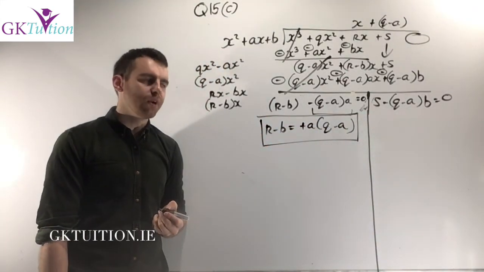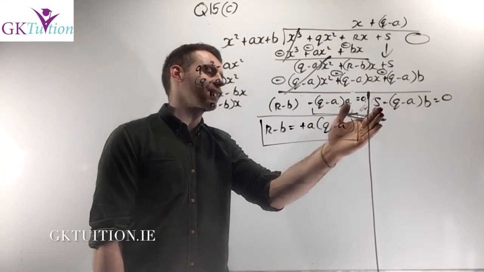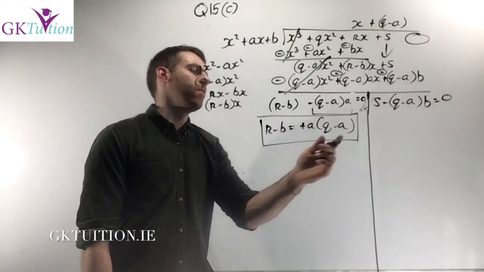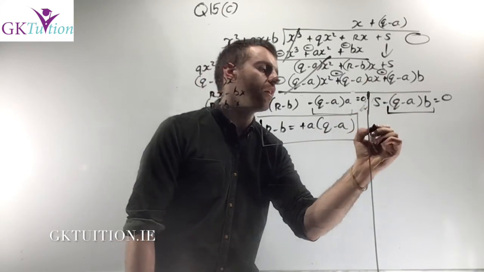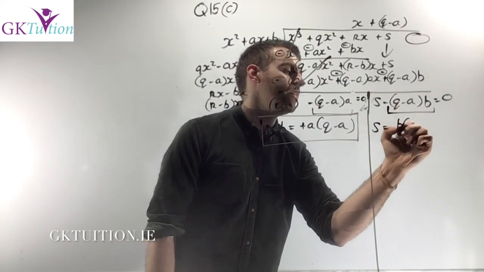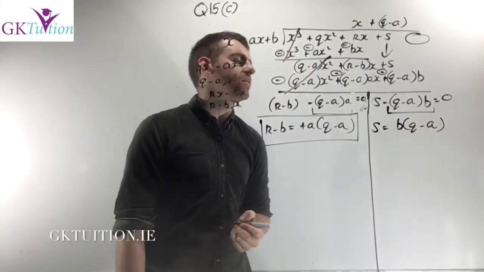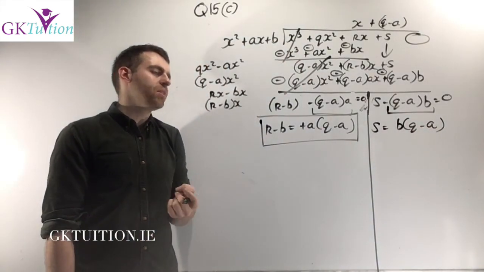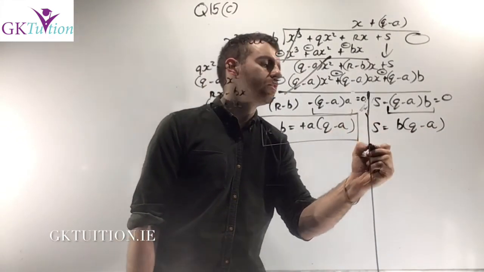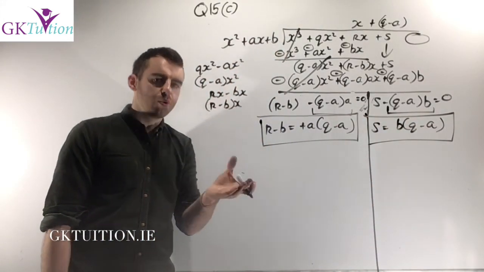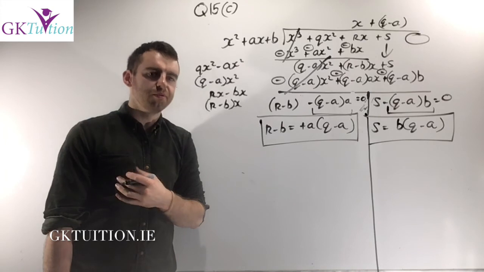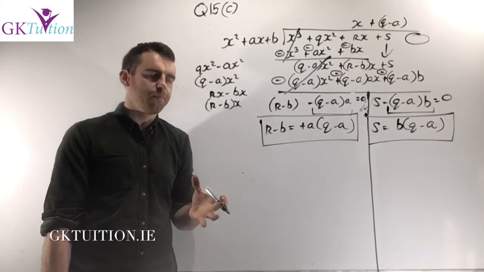The second thing you were asked to prove was to get s on its own. If I try to isolate s here, basically I'm just going to bring that term to the other side. In other words, I'm going to add b times q minus a to both sides, and I realize that s is equal to b times q minus a. So once you do the long division in those questions, in general, to work out the expressions you're asked to prove, it's usually easy enough.